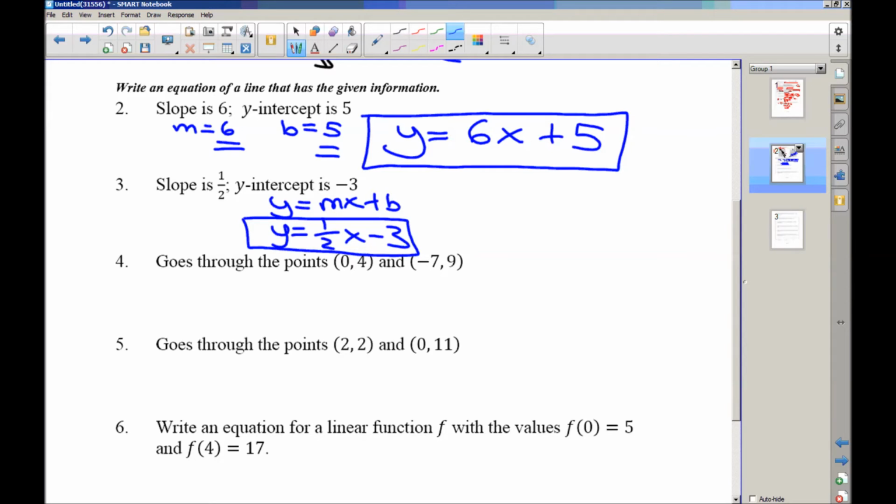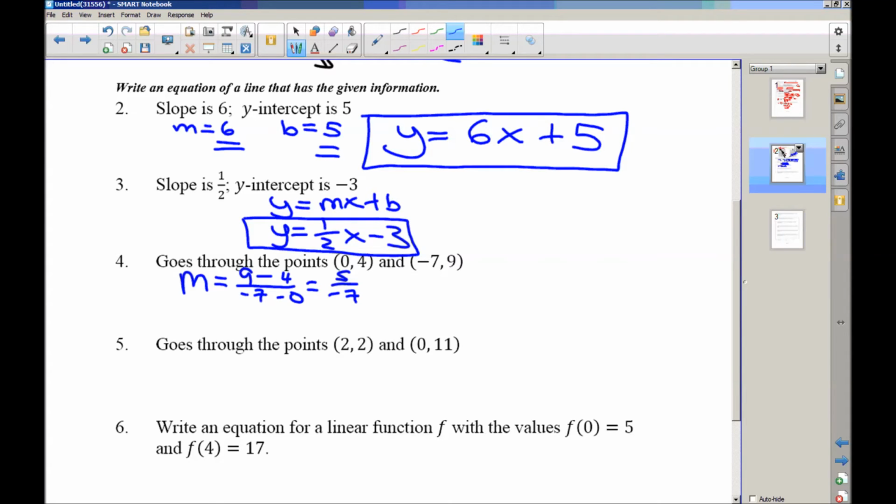Okay. Number 4: what's the equation of a line that goes through the points 0, 4 and -7, 9? So we want it to go through 0, 4 and -7, 9. So we need to find our slope first. So to write our equation, we need to find the slope. So we're going to do 9 minus 4, and on the bottom is -7 minus 0. 9 minus 4 is 5. -7 minus 0 is just -7.